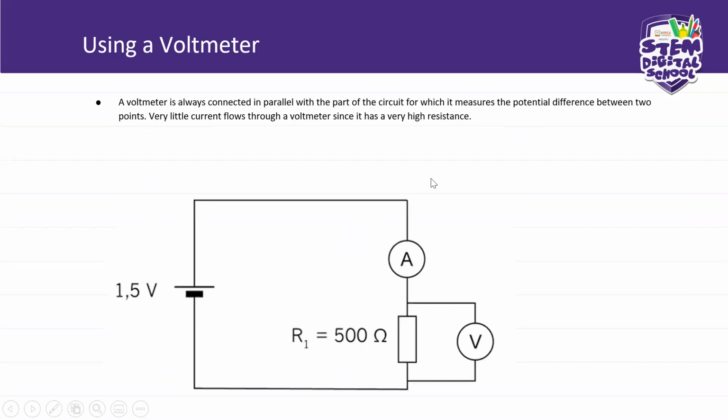Okay. A voltmeter. A voltmeter is always connected in parallel with the part of the circuit for which it measures the potential difference between 2 points. Very little current flows through a voltmeter since it has a very high resistance. That is why we have to connect it parallel with the part of the circuit we want to measure voltage. So a voltmeter is used to measure voltage. An ammeter is used to measure current. Okay.